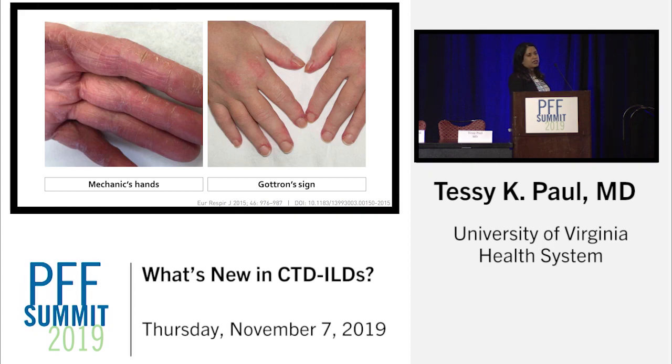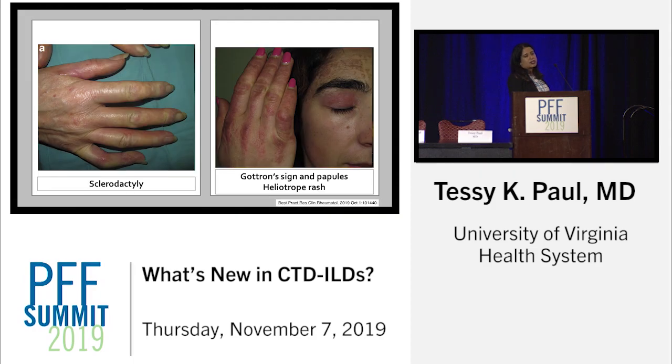On the left, you have mechanics hands, or dry cracked fingers with fissuring. On the right is Gottron sign, where you have erythema over the MCP and around the periungual area. And those can be seen with dermatomyositis. And here you can see sclerodactyly on the left with shiny thickening of the skin that can lead to contractures, and it's often seen with scleroderma. On the right, you again have Gottron signs, but with papules over the dorsum of the hand, over the MCP and interphalangeal joints. And over the eye, you can see heliotrope rash that can be seen with dermatomyositis.